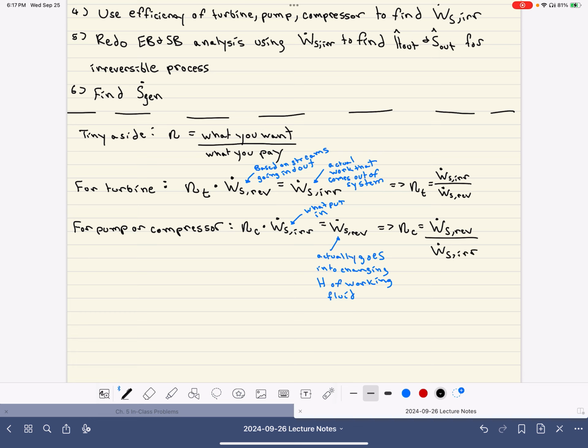So it's a tricky subtlety. You've got to pay special attention to whether you're dealing with a turbine or a compressor, because that will determine how your efficiency is defined. And so these concepts are going to be relevant for Rankine cycles, refrigeration cycles, basically all of Homework 4.